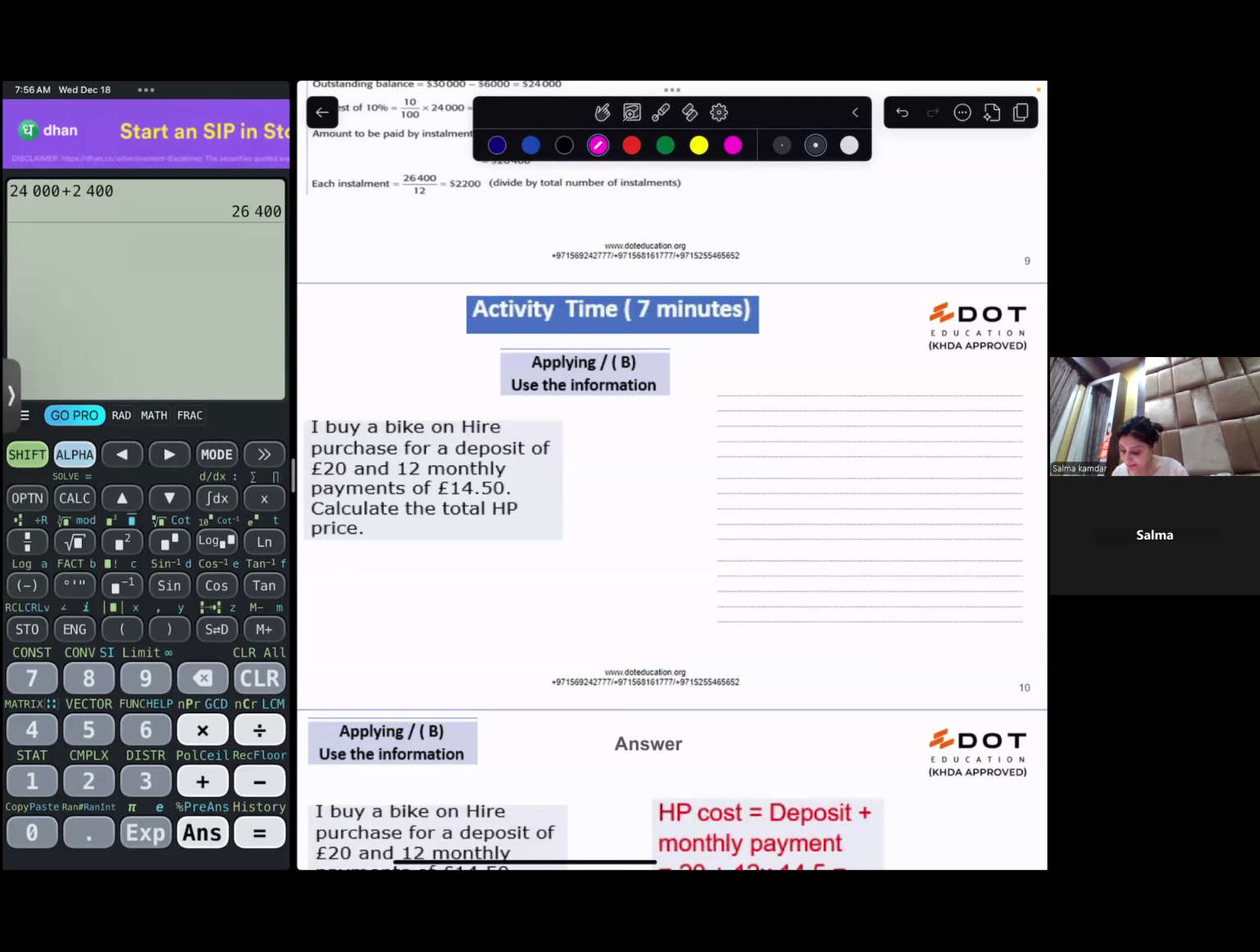I buy a bike on hire purchase for a deposit of 20 pounds. Please note that the hire purchase price is your down payment plus your installments, and your down payment is also called your deposit. So it's a deposit of 20 pounds plus 12 monthly payments of 14.50.